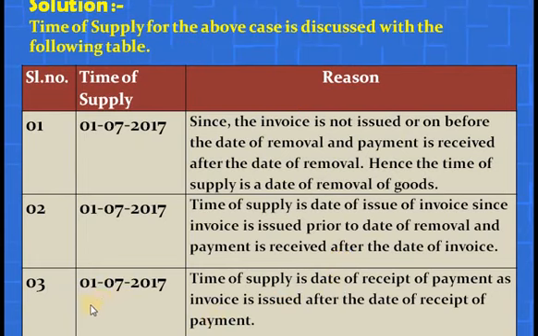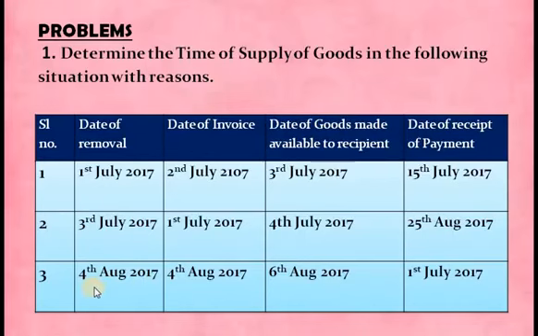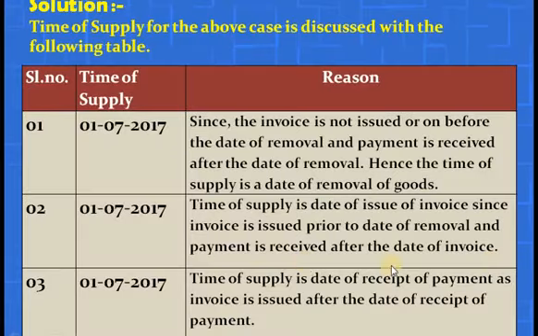In the third case again we found 1st July 2017. In the previous question for the third case, the dates were 4th August, 4th August, 6th August and 1st July. First the payment was made. So in the third case the time of supply will be 1st July 2017. The time of supply is the date of receipt of payment, as the invoice is issued after the date of receipt of payment.